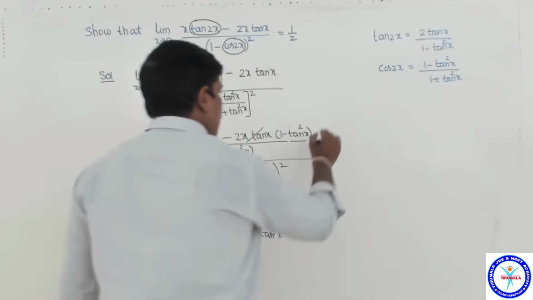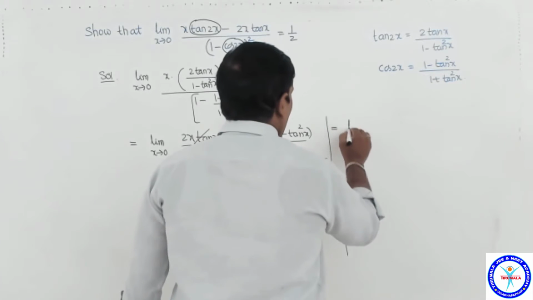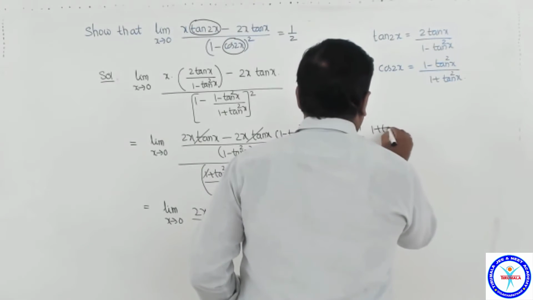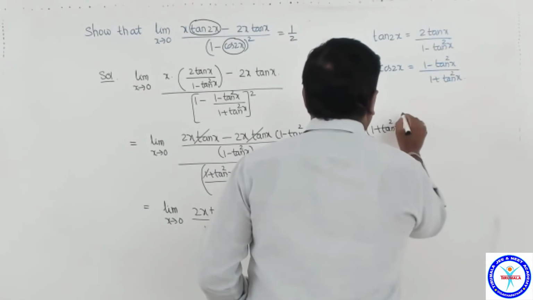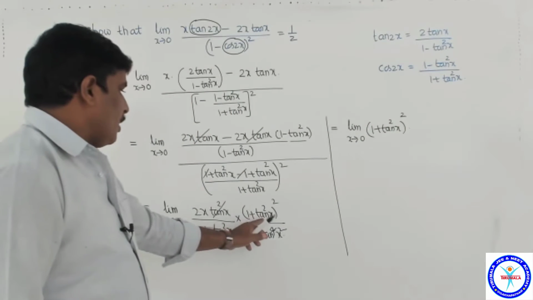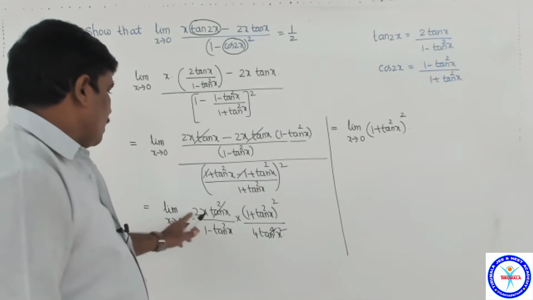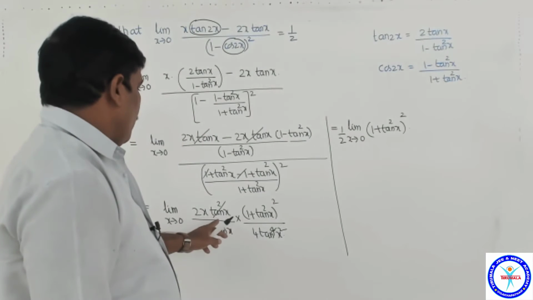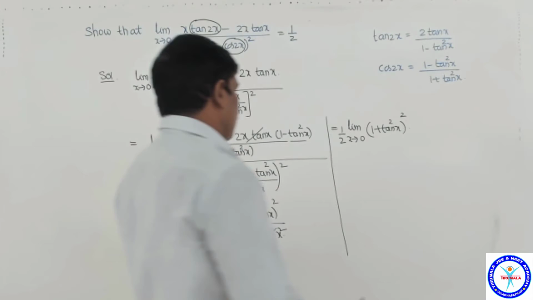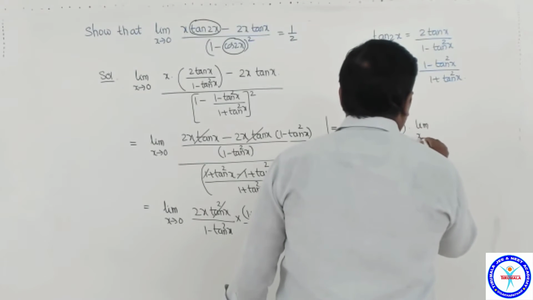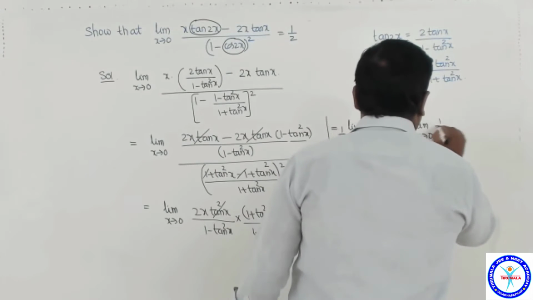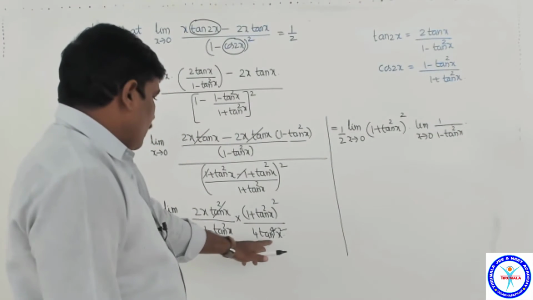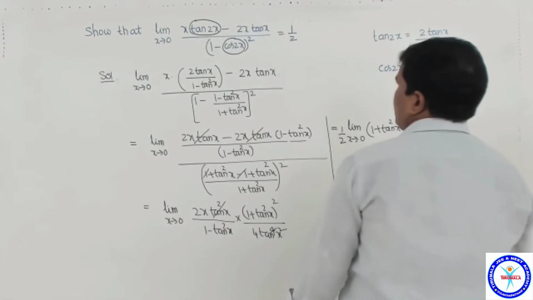So this is equal to limit x tends to 0 of (1 plus tan square x) whole square, and out of 2 by 4, we have only 1 by 2, into x by (1 minus tan square x), and this is also 1 minus limit x tends to 0 of 1 by (1 minus tan square x), okay, into tan square x by x.